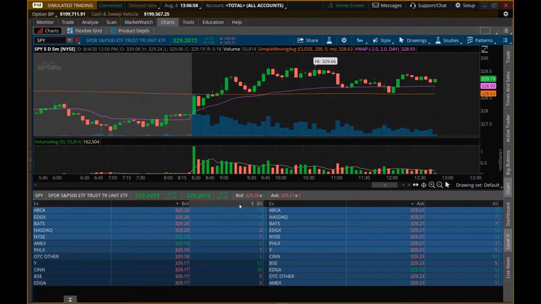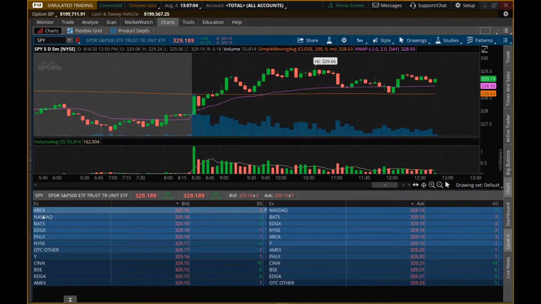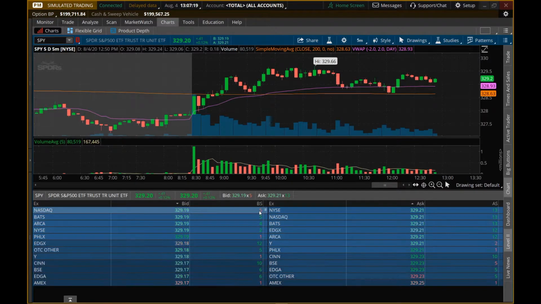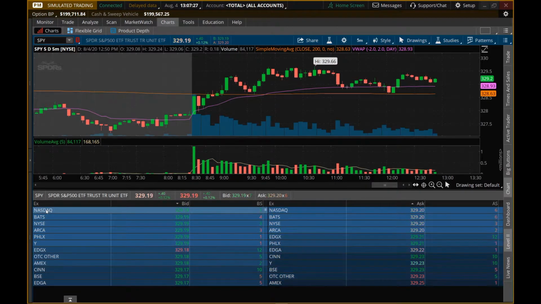On the left-hand side, you can see all of the bids. These are people looking to purchase the stock. On the right-hand side, you can see all of the asks. These are people looking to sell the stock. Whenever you look at a particular number, in this case a 7, you have to add 2 zeros onto it. So at that point in time when it showed a 7 here, the ECN had 700 shares available for purchase.